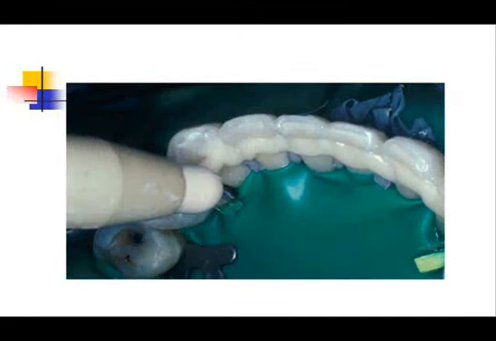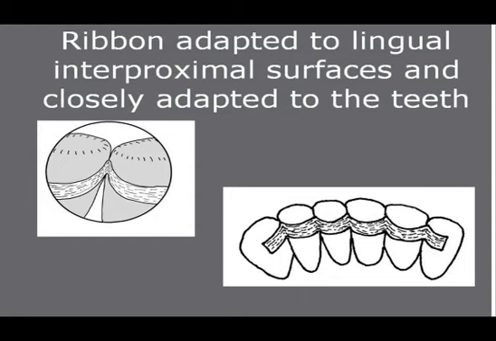Some people will use flowable composite for placing these splints. I personally like to use a nano-filled, a nano-hybrid composite that is not too stiff. It has to have some give to it. Once the composite's in place, I'm going to embed the ribbon into the lingual surface. I'm going to adapt it into the interproximal areas. I'm going to have the fiber as close to the tooth, to the adhesive and the composite as possible.